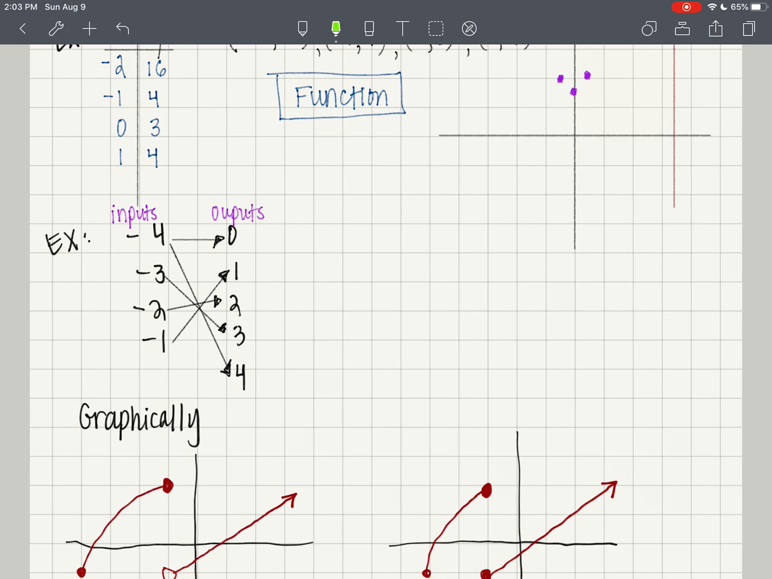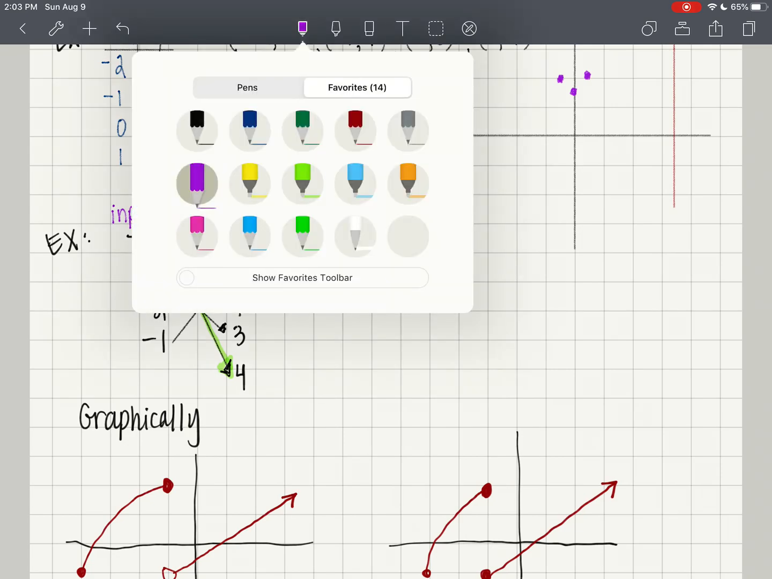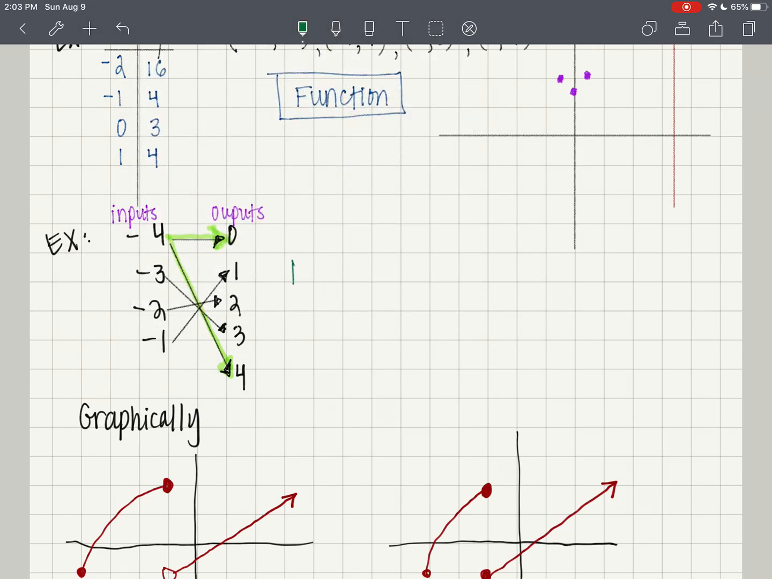This right here, I'm going to highlight it for you. The fact that -4 has 2 different outputs for the same input means that this is not a function. Not a function. You can say that -4 repeats. The input of -4 is repeated with different outputs.